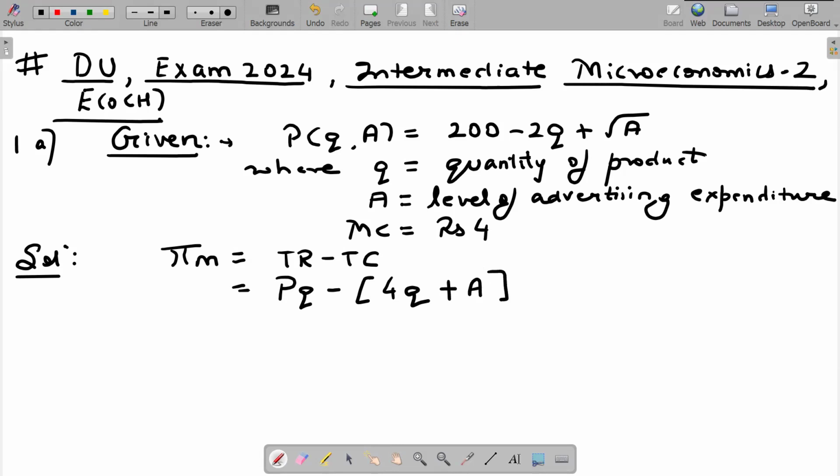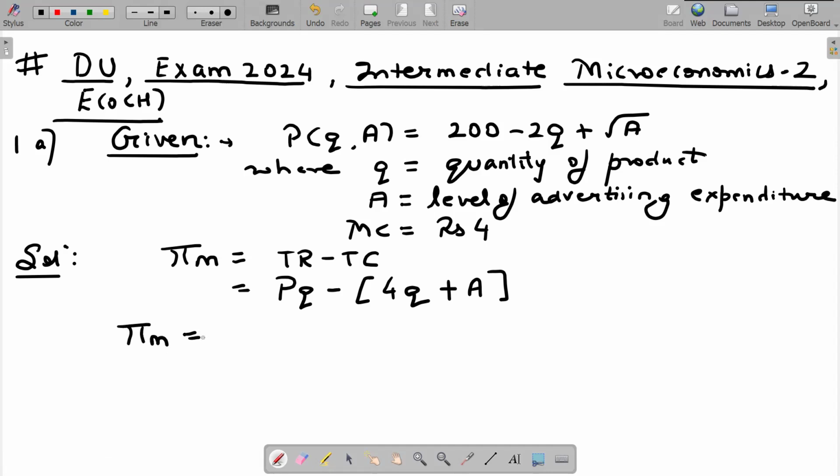Remember, guys, advertising expenditure is a fixed cost. It's not a variable cost because advertising expenditure once incurred, you can't recover it. It's fixed, irrespective of the level of quantity you produce. So my total cost is 4Q plus A, where A denotes the fixed cost of the monopolist, which is nothing but the level of advertising expenditure. 4Q is the variable cost, which is marginal cost times quantity.